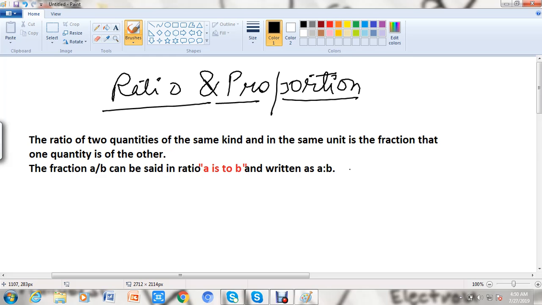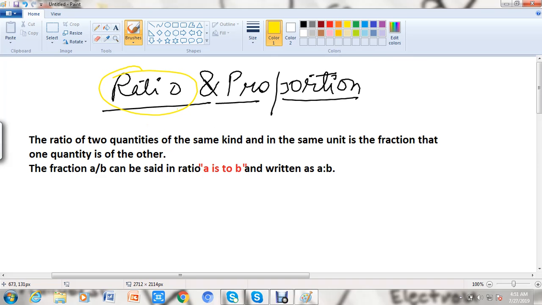Hello friends, we are going to study ratio and proportion, and here I just want to introduce some basic concepts about ratios and proportion. Actually, what does ratio mean? Today we will discuss only ratio, and in the next class we will discuss proportion. So this is a complete chapter, ratio and proportion. In this chapter, the first part is the ratio, which we are going to discuss today.